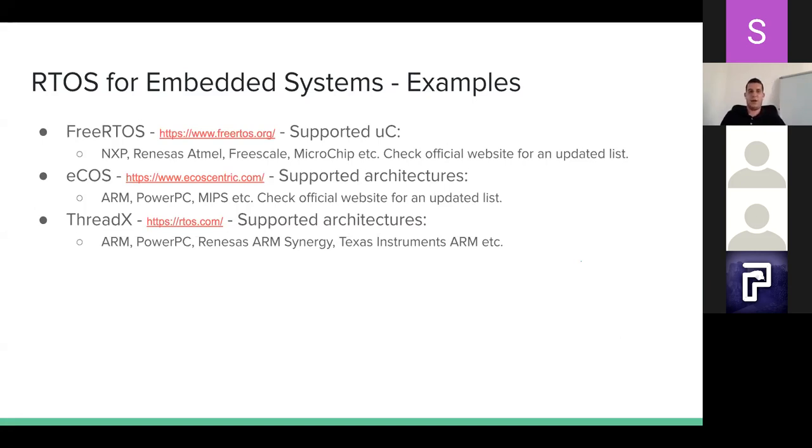eCos, this I'm sure it's open source and free. It supports architectures like ARM, PowerPC, MIPS. And ThreadX, which supports ARM, PowerPC, Renesas Synergy, Texas Instruments ARMs, but this real-time operating system comes with a commercial license, and I think they don't have a free version for it.